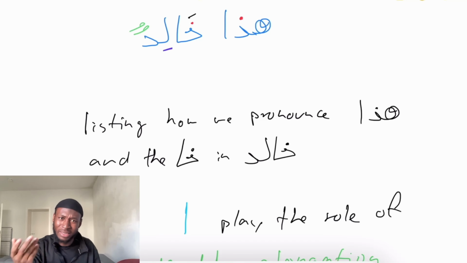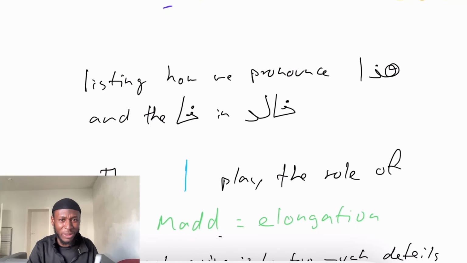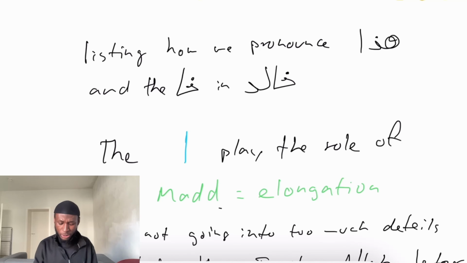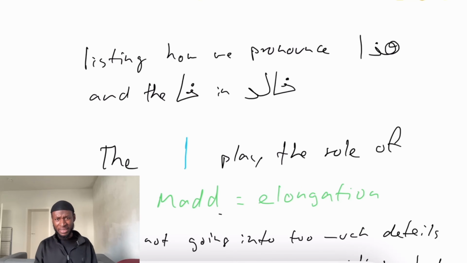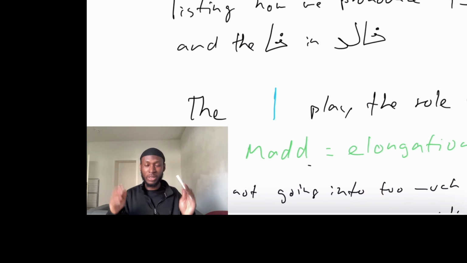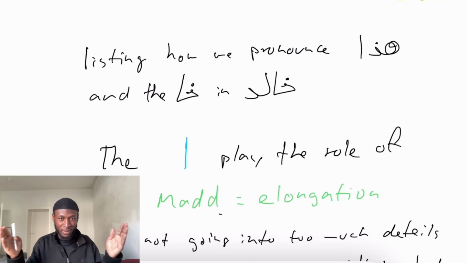The alif in this case is playing the role of mud. I don't want to give you too much information, but I think we can do it. This is the natural mud. We are going to look only at the natural mud and then go out, because the chapter of mud is very long.